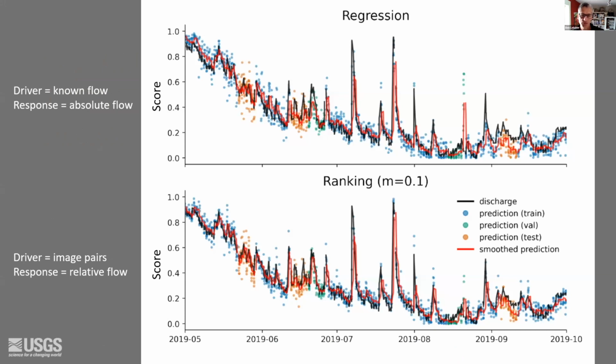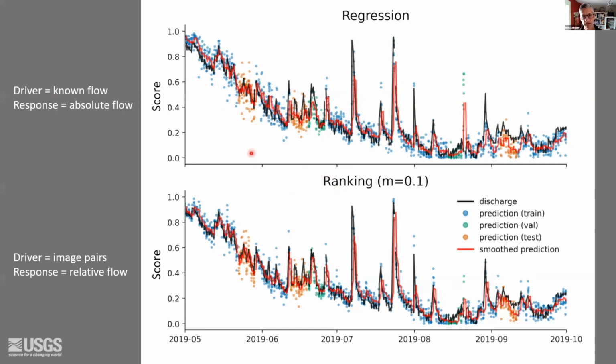Here's two results from two approaches. On the top, with the regression approach, when we include the flow data, and here on the bottom, when we're just including the ranking, we're ignoring the flow data that we have for this location. So on the top, the driver is known flow and the response is absolute flow. I'm just showing score here to be able to compare. And what's in this graph is the discharge is the measured flow in the black line. And then the red line is the prediction.